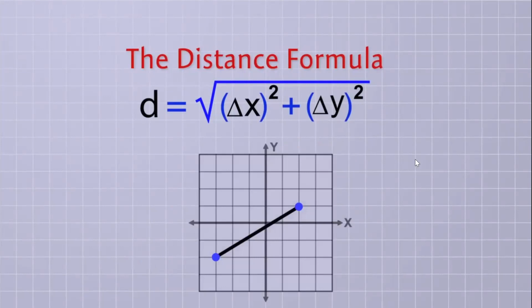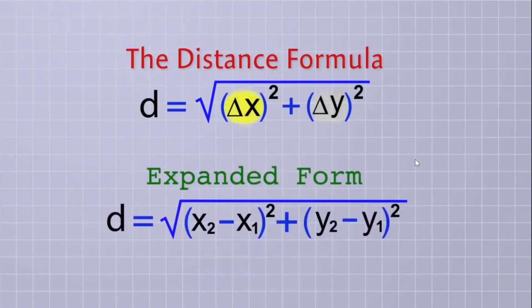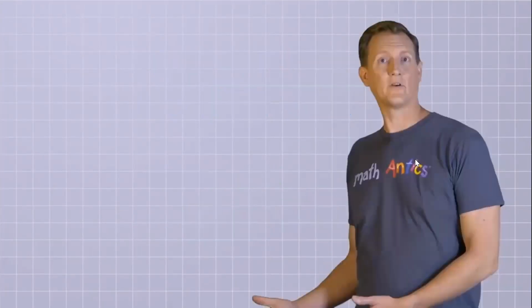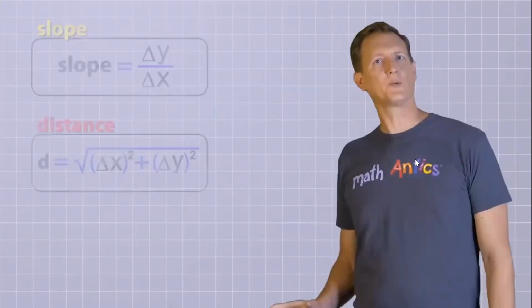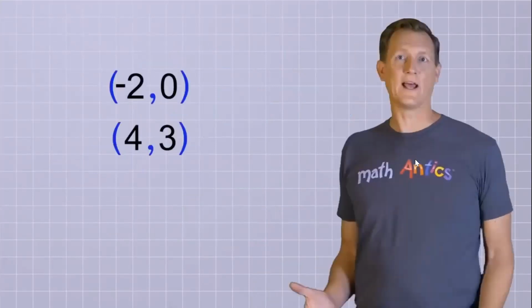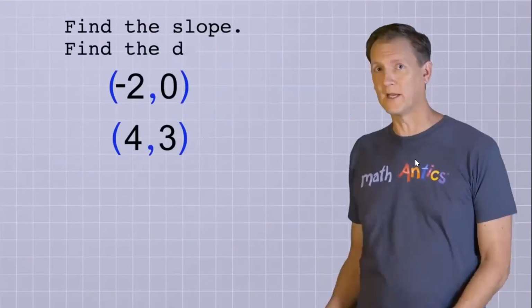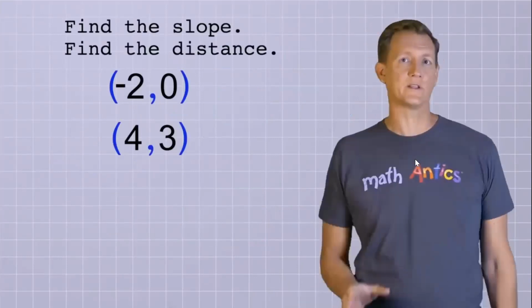And just like with the slope equation, you'll often see it in expanded form where the delta x and delta y are written out as the subtractions x2 minus x1 and y2 minus y1. All right, now that we have our equations for slope and distance, let's see them in action. Suppose we're given 2 coordinates and we're asked to find the slope of the line they form and the distance between those points on the coordinate plane.